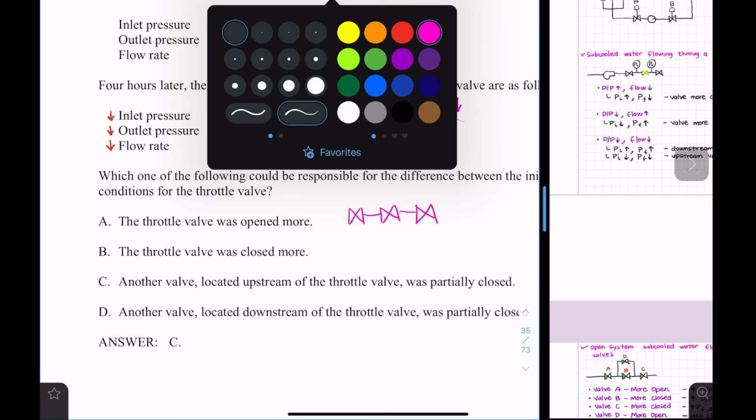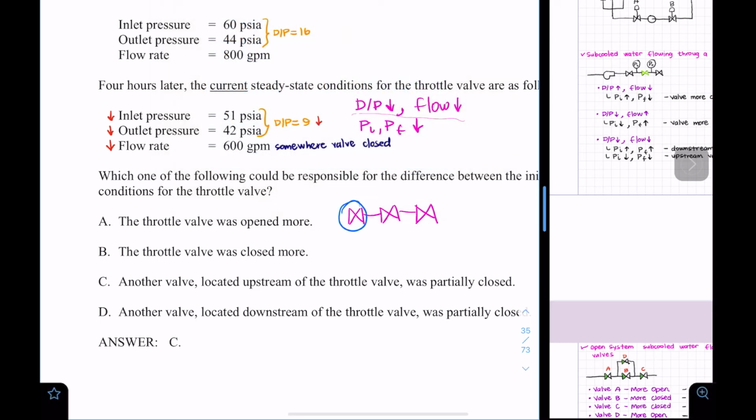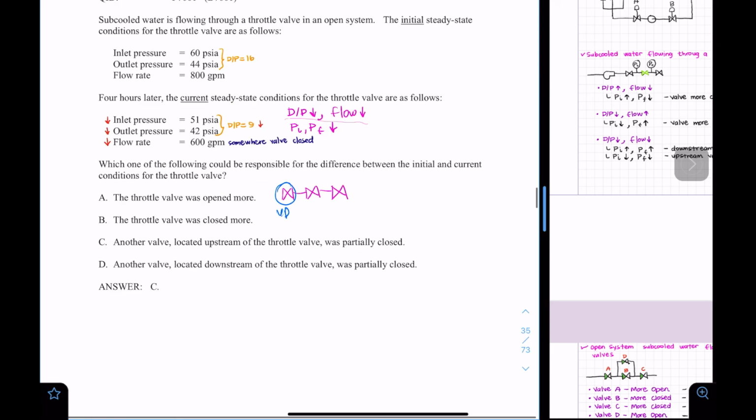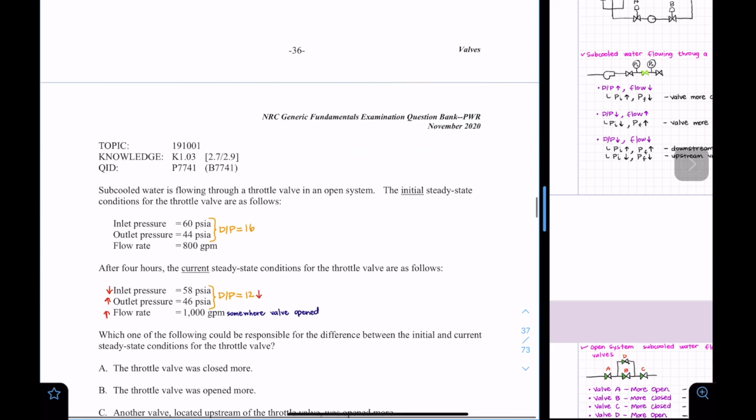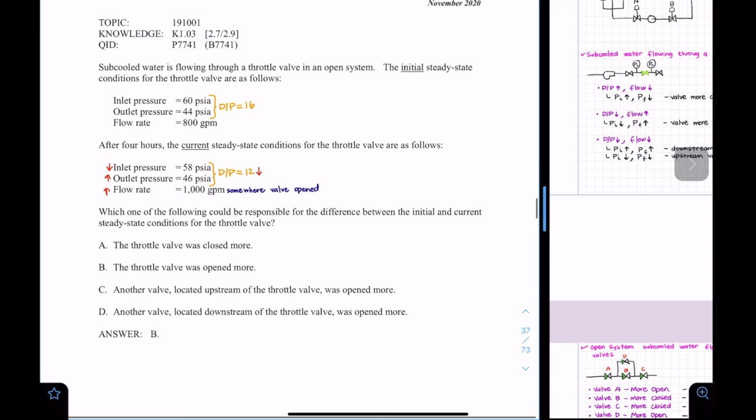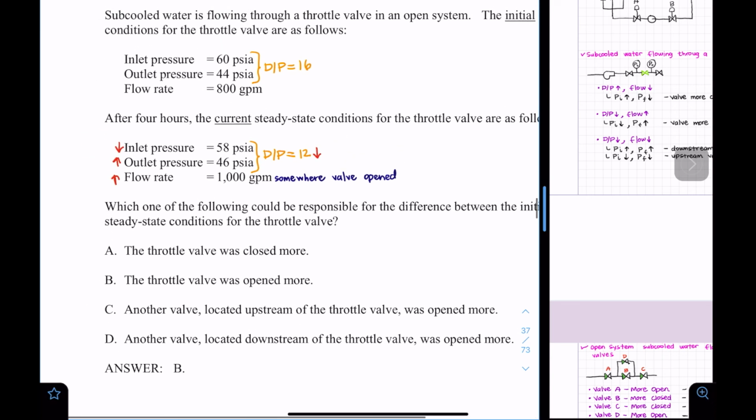So what's this one? This is my upstream valve. Sorry, it's backwards. This is my upstream valve. So this is the valve that was partially closed. And now we're gonna have this other example. I think it's not the last example.